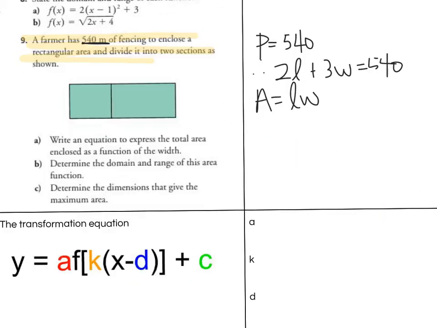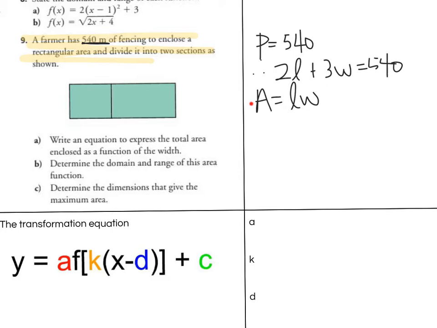Okay, so I started by just writing down some stuff that I know. I can see that the farmer has 540 meters of fencing to make this shape here. So he's going to need 2 lengths, 1, 2, 1, 2, and he's going to need 3 widths. So his total perimeter is 540, that's the fencing he has available, and he has 2 lengths and 3 widths to make up that 540.